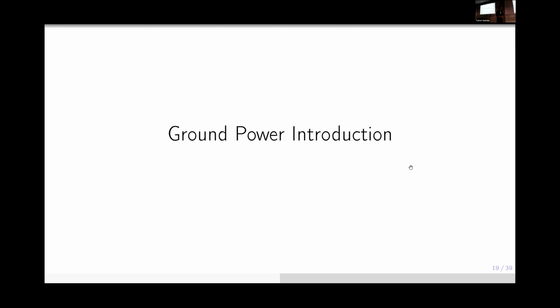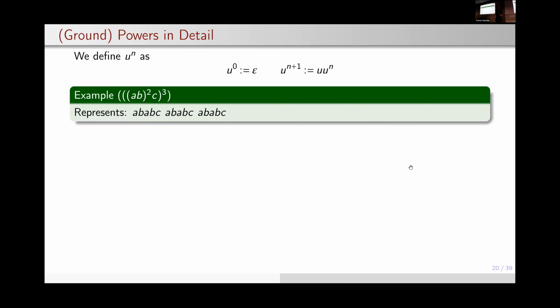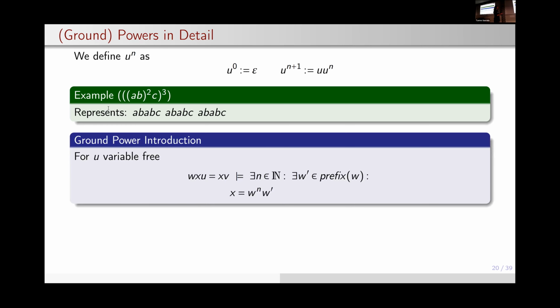So to make it a bit more formal, I introduce here the ground power introduction. And the idea is just using these powers in a more systematic way. So power is just a repetition. So for example, this term here, which even contains nested powers, just represents this string. And the ground power introduction is a very simple rule. Actually, it's not simple because this here is the version for only one string equation. There's a more complicated one that puts multiple equations into relation with each other. But for now, to fix it, let's consider only this one.